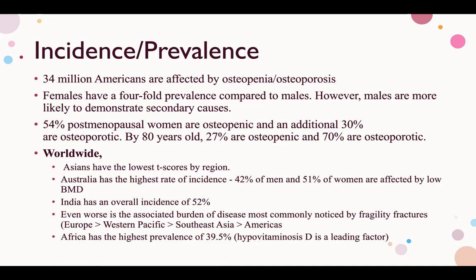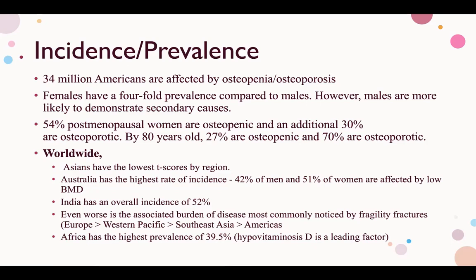So they probably have more osteoporotic people than the other regions in general, while Australia has the highest rate of incidence, with over 42% of men and 51% of women being affected by low bone mineral density. India has an overall incidence of 52% of its entire population.